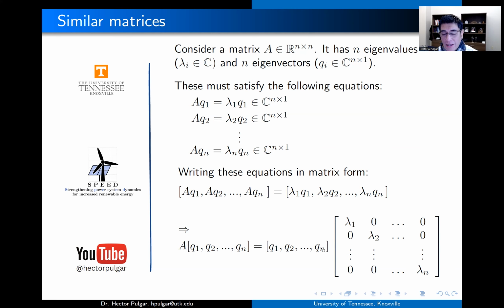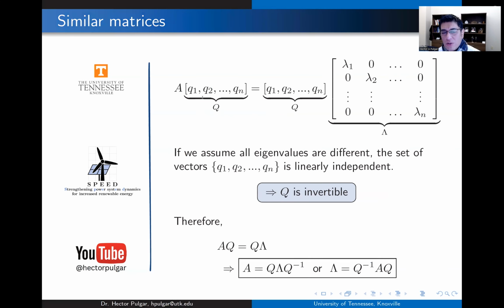On the right side, we can also factorize by the matrix of eigenvectors, and we can prove that on this side, you will have this very special matrix that is diagonal, and in the diagonal terms, we have the eigenvalues of A. We will call this matrix of eigenvectors Q. And this diagonal matrix with eigenvalues is going to be called capital lambda.